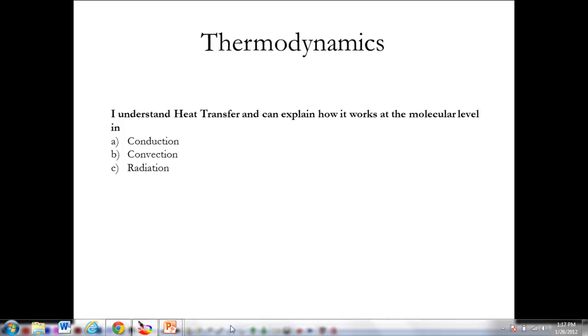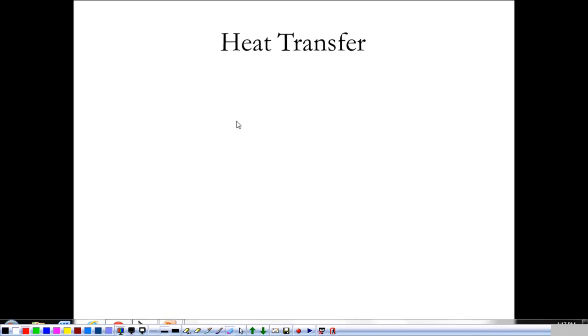All right, today we are continuing our study of thermodynamics by looking at heat transfer, and we're going to look at it in terms of conduction, convection, and radiation. So, let's just jump right into it. Heat transfer is the movement of heat from one object to another. I'll write that down.